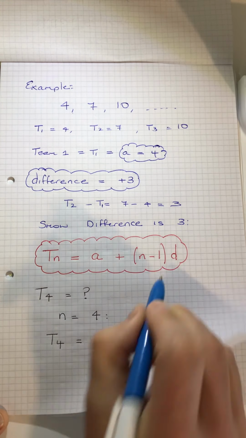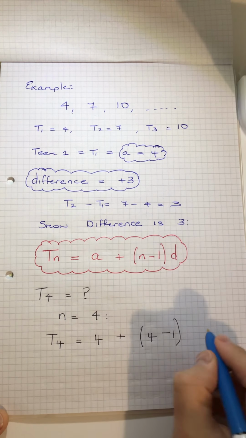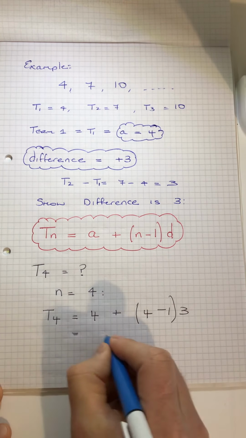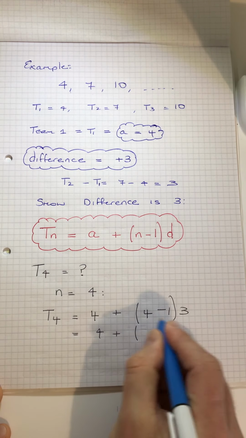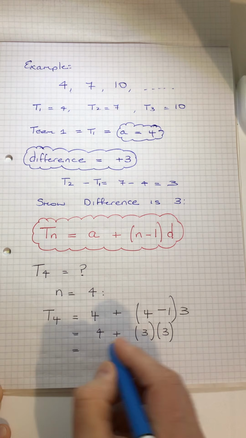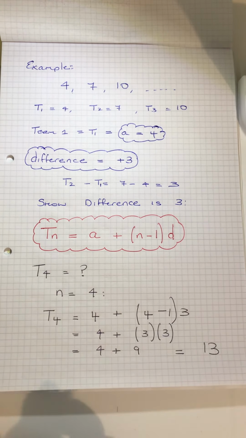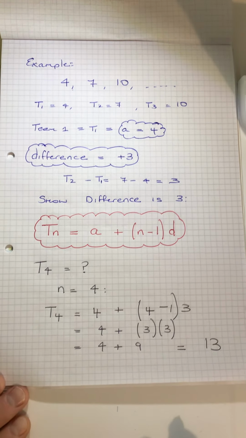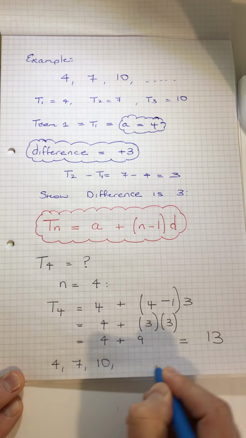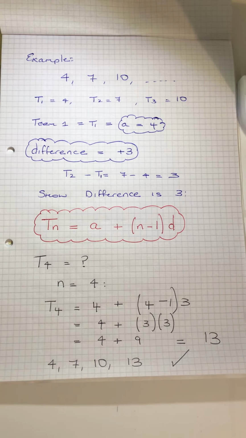Okay, so therefore T4, n is 4, is equal to, we know that A is 4, plus brackets n is 4 minus 1 and the difference is 3. So therefore we have 4 plus 4 take 1 is 3 times 3. So 4 plus 9 is equal to 13. So let's check. Okay, we had 4, 7 plus 3 is 10 plus 3 is 13.